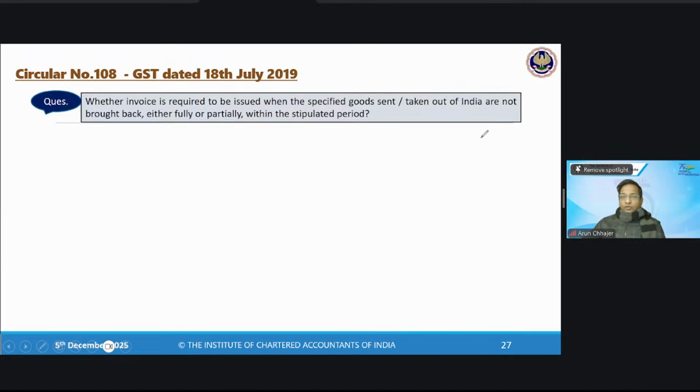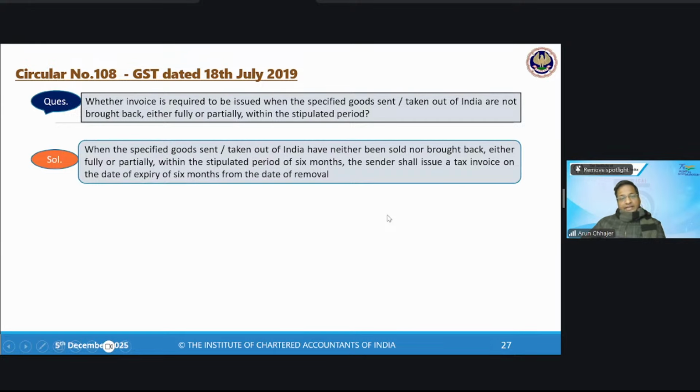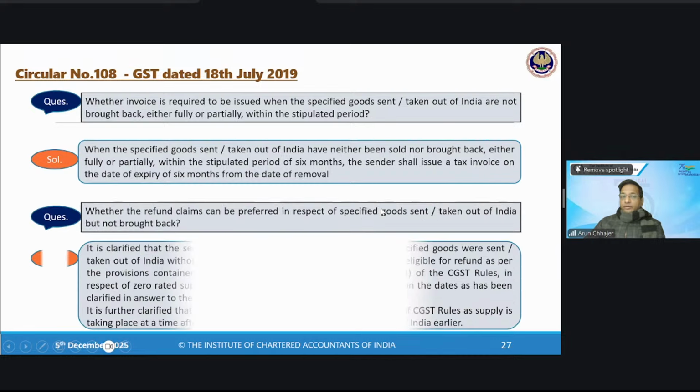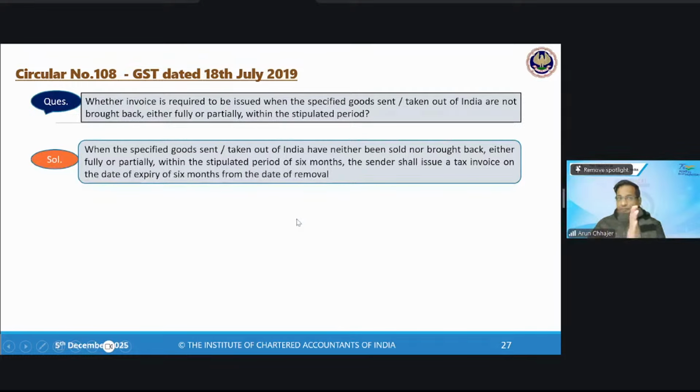Whether invoice is required to be issued when the specified goods are not brought back either fully or partially within the stipulated period. When the specified goods taken or sent out of India have neither been sold nor brought back either fully or partially within the stipulated time period of 6 months, then the sender shall issue the tax invoice on the expiry of the 6 months from the date of the removal. Correct? So once the 6 months is crossed, then you have to issue the tax invoice.